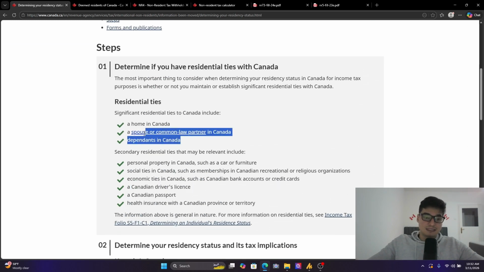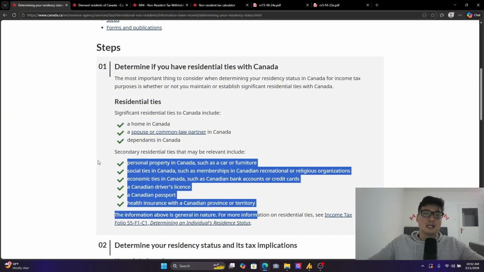If you have any of these three significant residential ties, you will be considered a resident of Canada for tax purposes. This is, again, a tie-breaking rule. There's no way of knowing for sure. It is just that, let's say, if you do have these significant ties, you are more likely to be considered a resident of Canada.